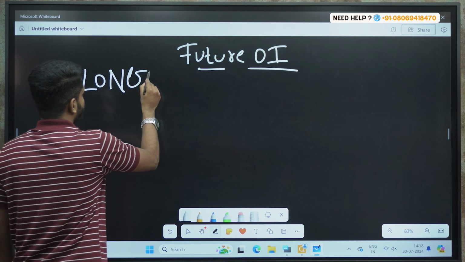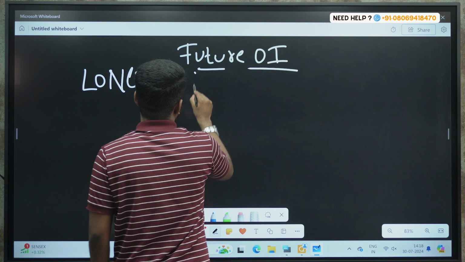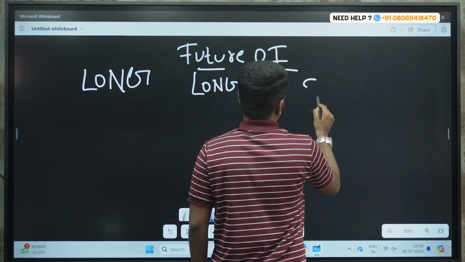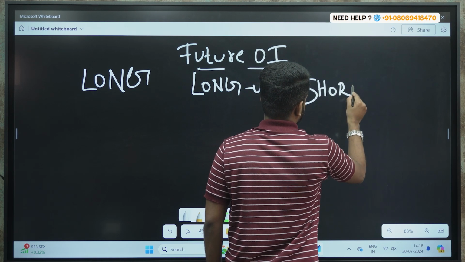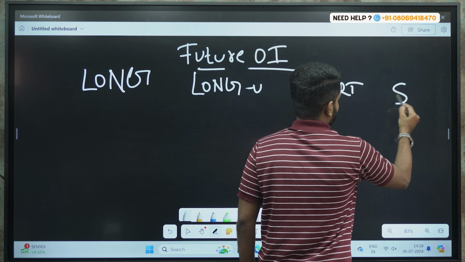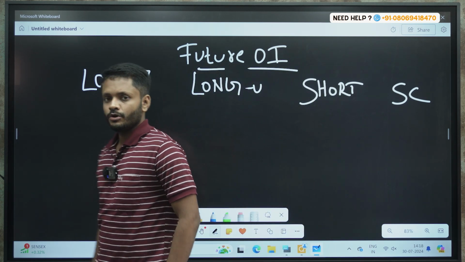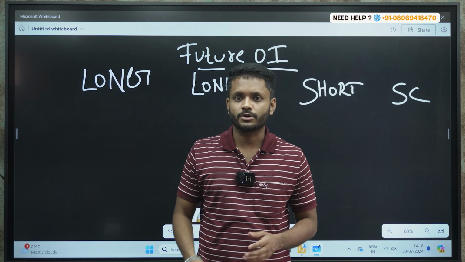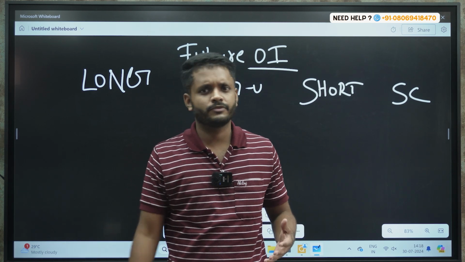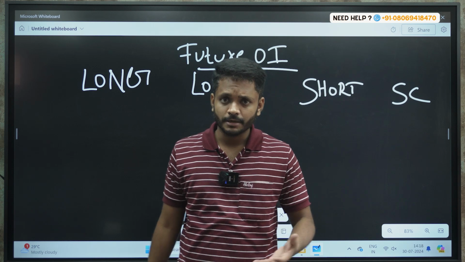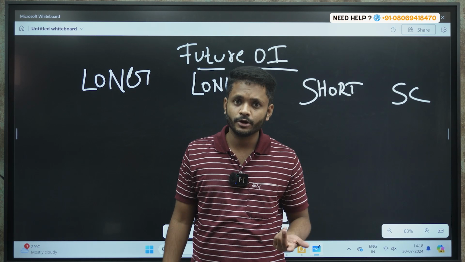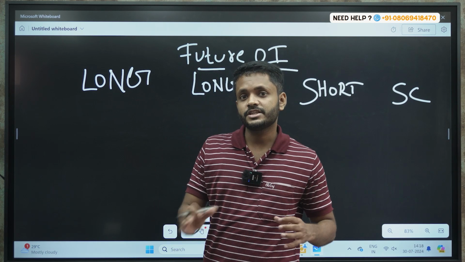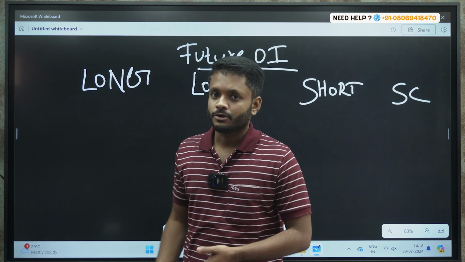So there are four build-ups: long build-up, long unwinding, short build-up and short covering. How do we gauge which build-up is currently going on in which stock? Usually you might have heard people saying currently there is a short build-up in Reliance, a long unwinding going on in Reliance, or short covering in ICICI Bank. So how do we gauge which build-up is going on?